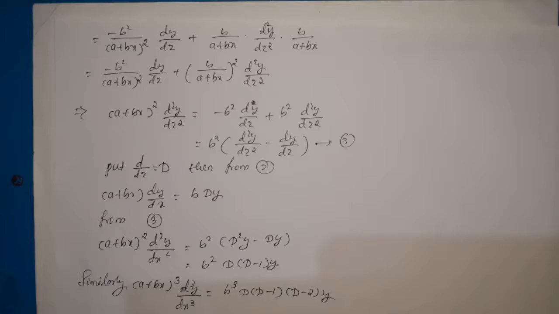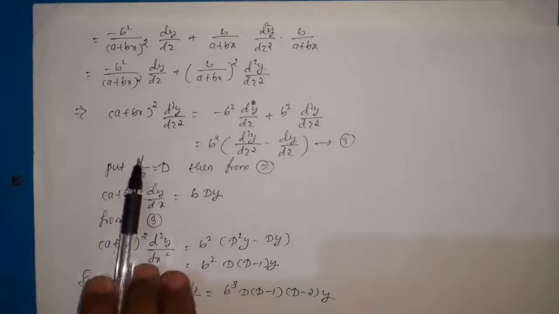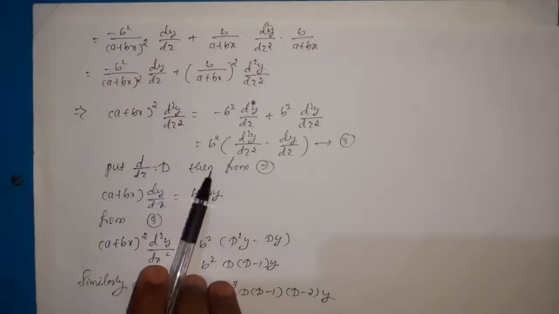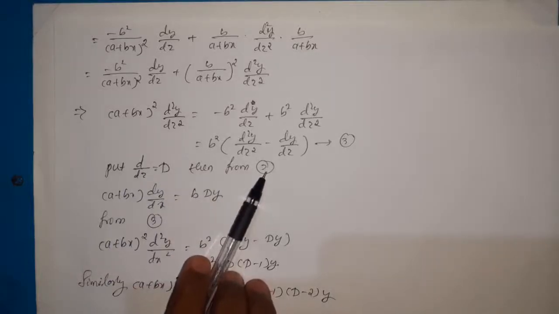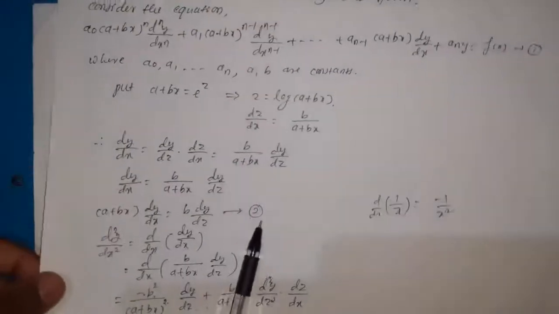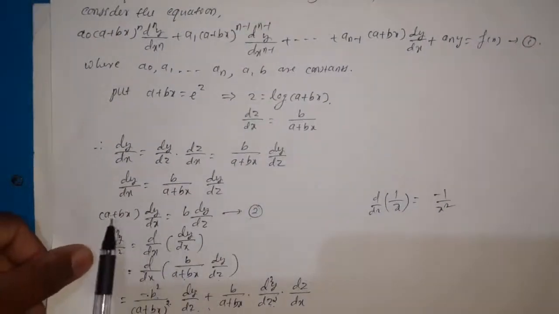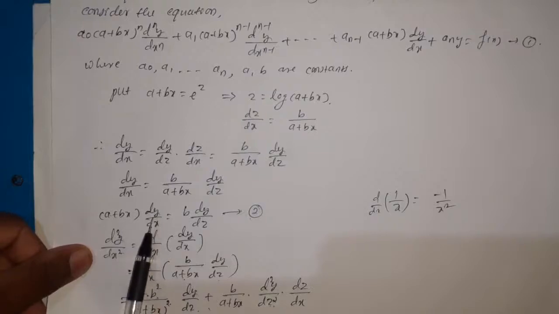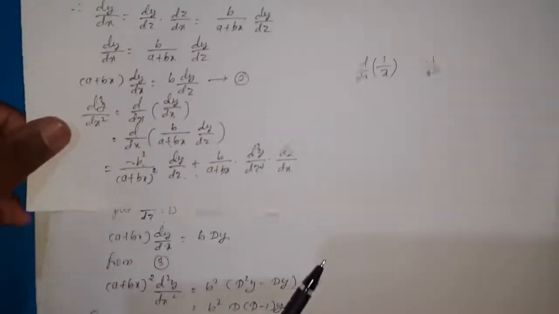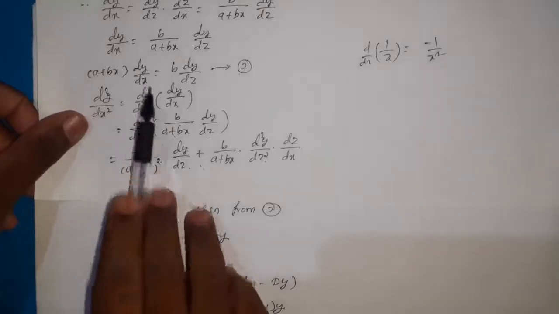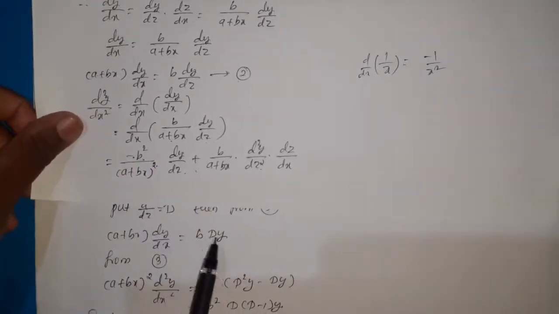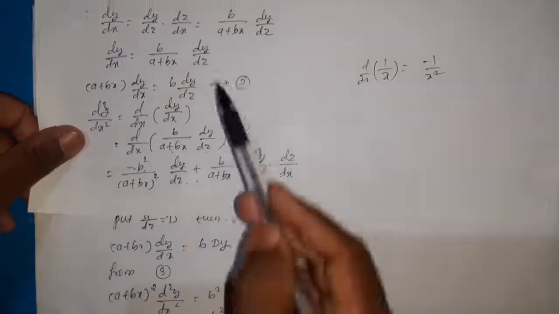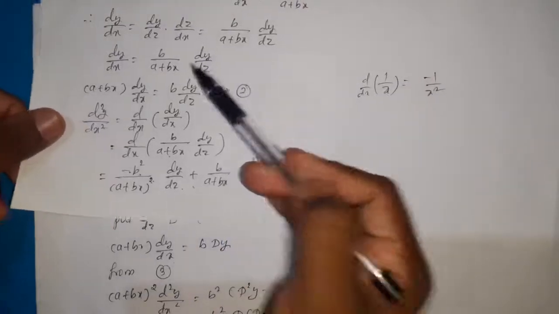For that we have considered d by dz as capital D. So here also it is the same, d by dz equal to capital D. Then from equation 2, now a plus bx into dy by dx is equal to d by dz, that is capital D. Then it becomes a plus bx dy by dx as it is, equal to b into Dy, because capital D is d divided by dz.